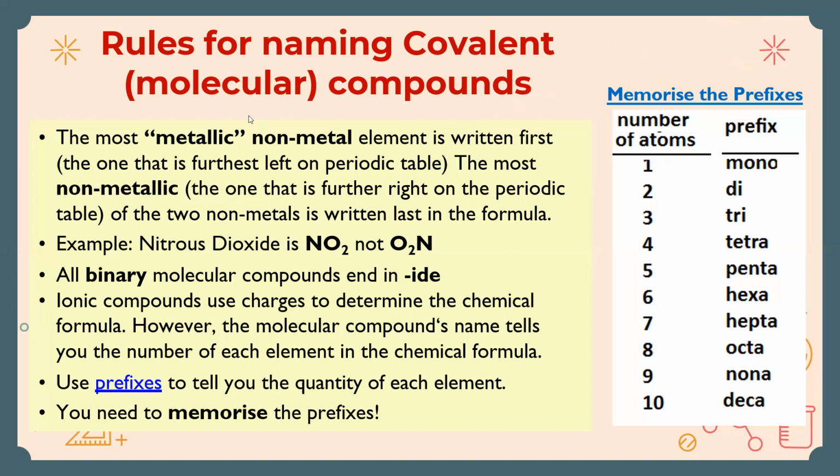Now, there are some rules when you write this out or draw this out. You don't need to write the 1. Usually if there's a 1 there, you just pretend that it doesn't exist. The most metallic nonmetal element will be written first, and the one that's more non-metallic, which means the one that's a little bit further right on the periodic table, is going to be written last. If you look at your periodic table, you'll see that phosphorus is located in group 15, which makes it a little bit closer to our metals. It's more to the left-hand side of the periodic table compared to fluorine, which is in group 17, a little more to the right.